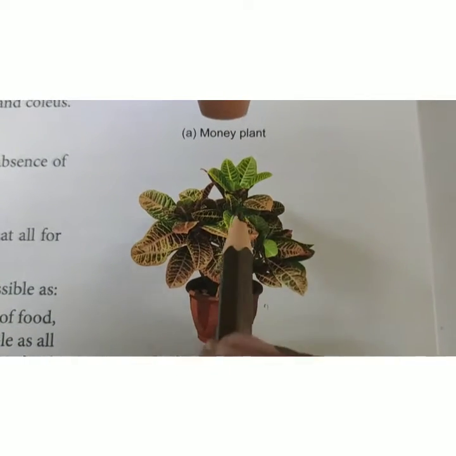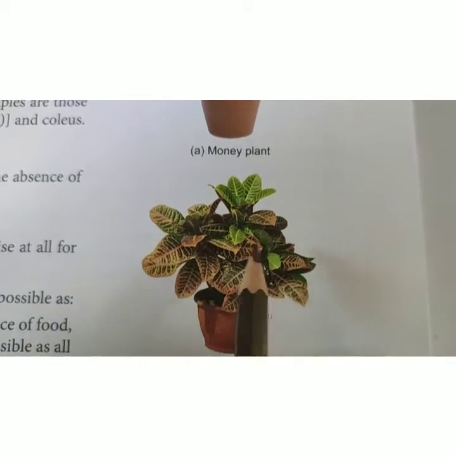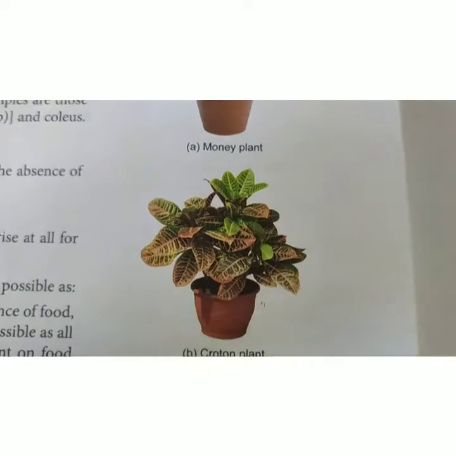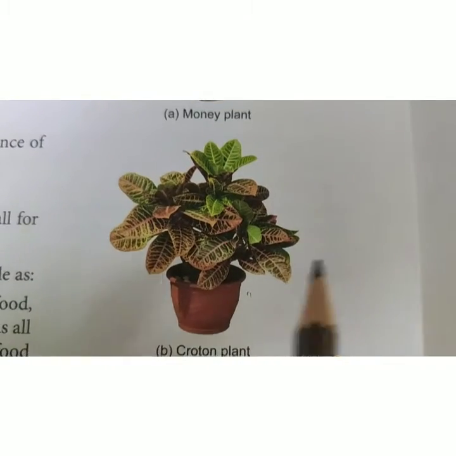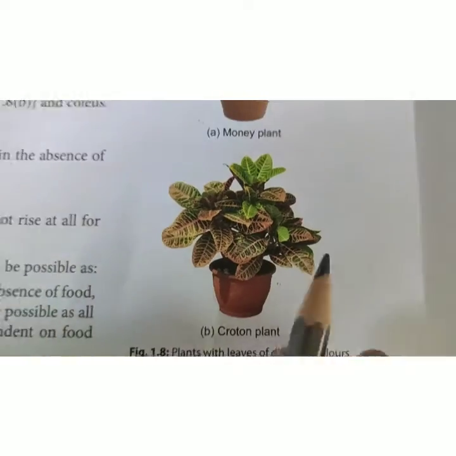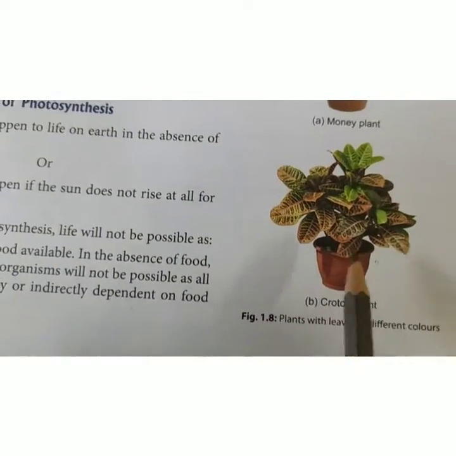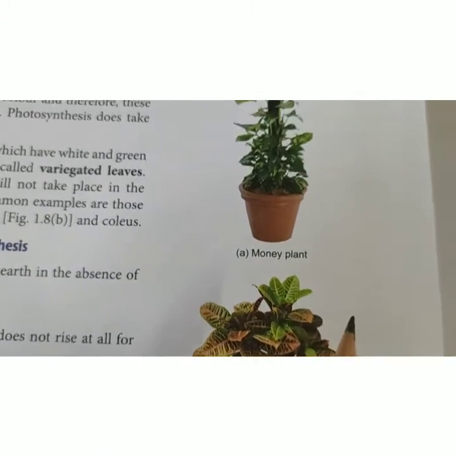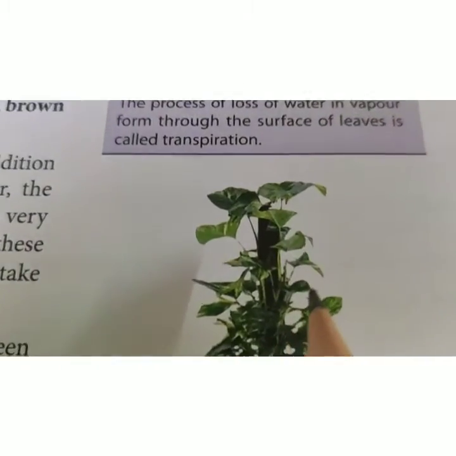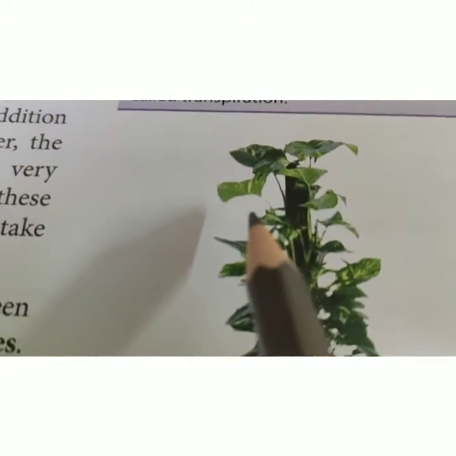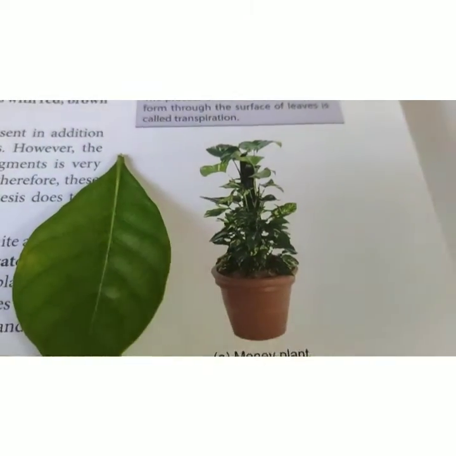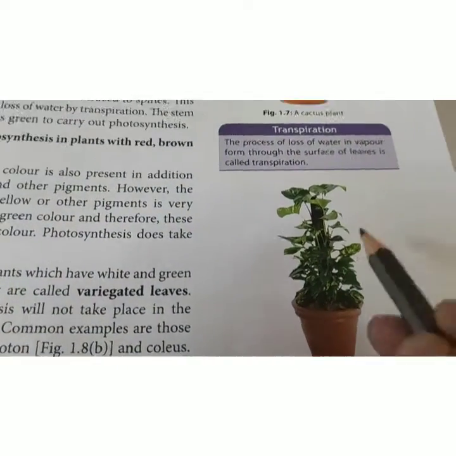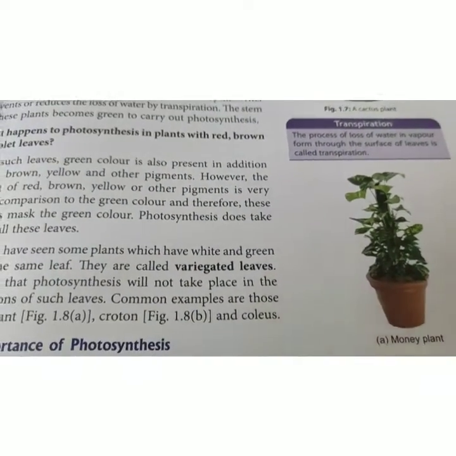So the plants carry on their photosynthesis by the green pigment which is present in the leaf, although it is underlying, although it is masked, it carries on photosynthesis in those parts. Clear? Now examples are croton. This type of plant, you must have seen, is known as croton. Money plants also, you see, the leaves are not completely green. Money plant leaves have some white strokes also.